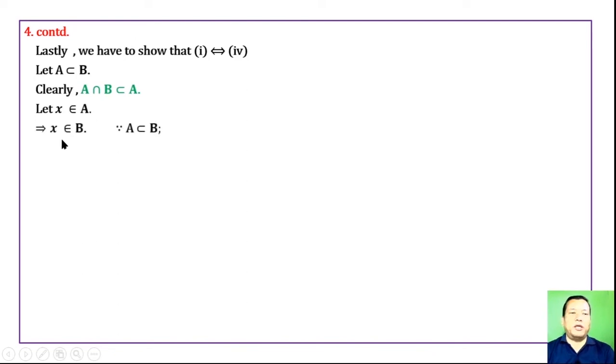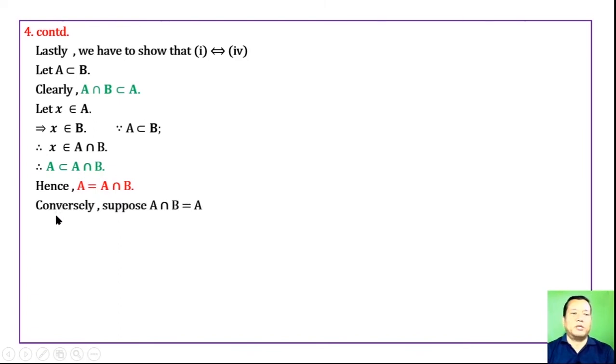Now X belongs to B, since A is a subset of B. Therefore X belongs to A intersection B. X belongs to A and X belongs to B. Therefore A is a subset of A intersection B. Hence A intersection B is a subset of A, and A is a subset of A intersection B. Hence A equals A intersection B.